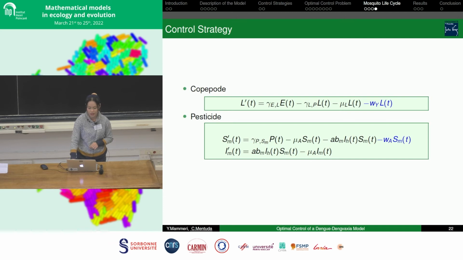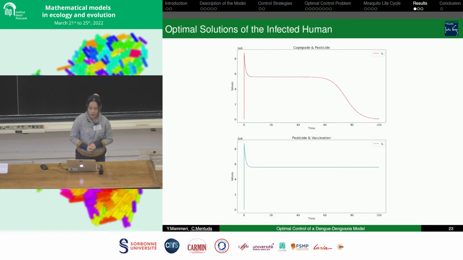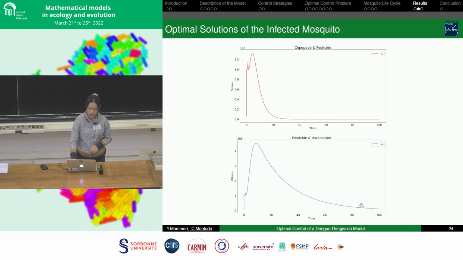And for the pesticides, we have results for the susceptible and for the infected. From this, we were able to get this result. Taking into consideration only the copepod and pesticides, it's best for the elimination of infected humans. But if you consider the pesticides and the vaccination only, it does not really eliminate the infected humans. And also for the infected mosquitoes, the best of the two strategies is still the copepod and the pesticides.